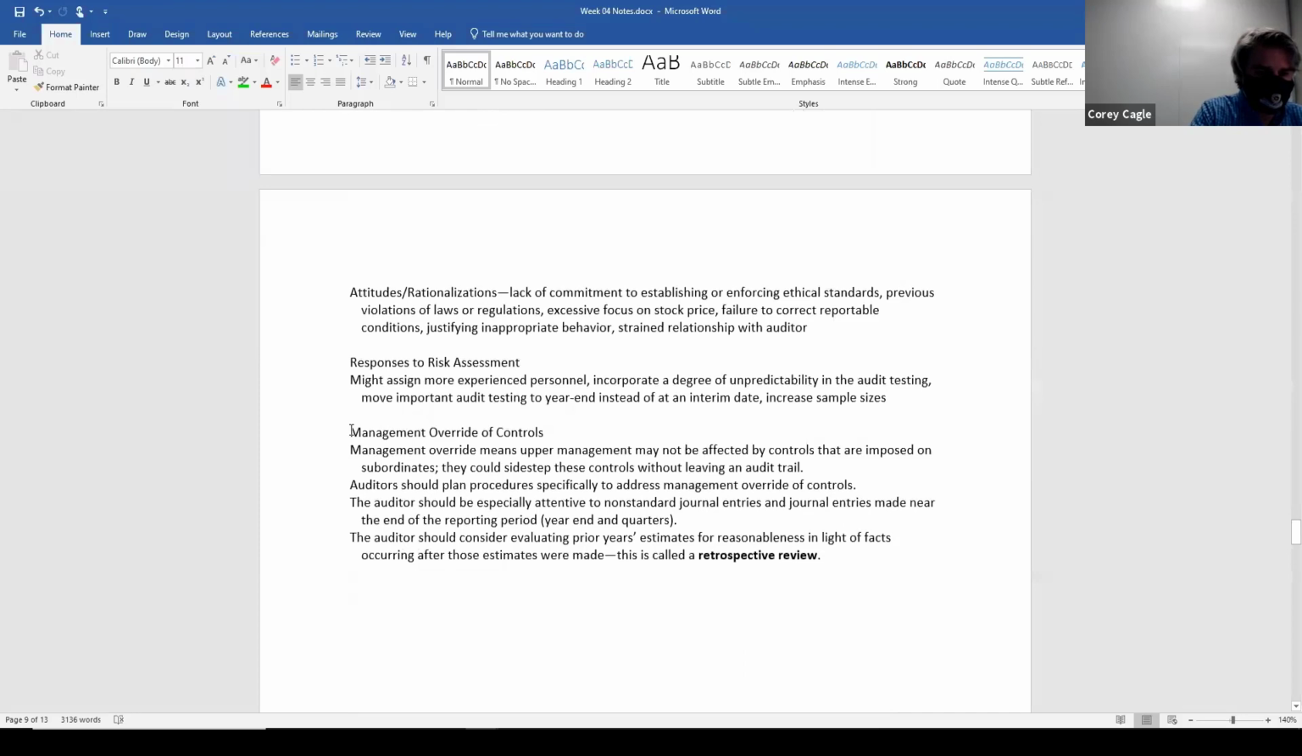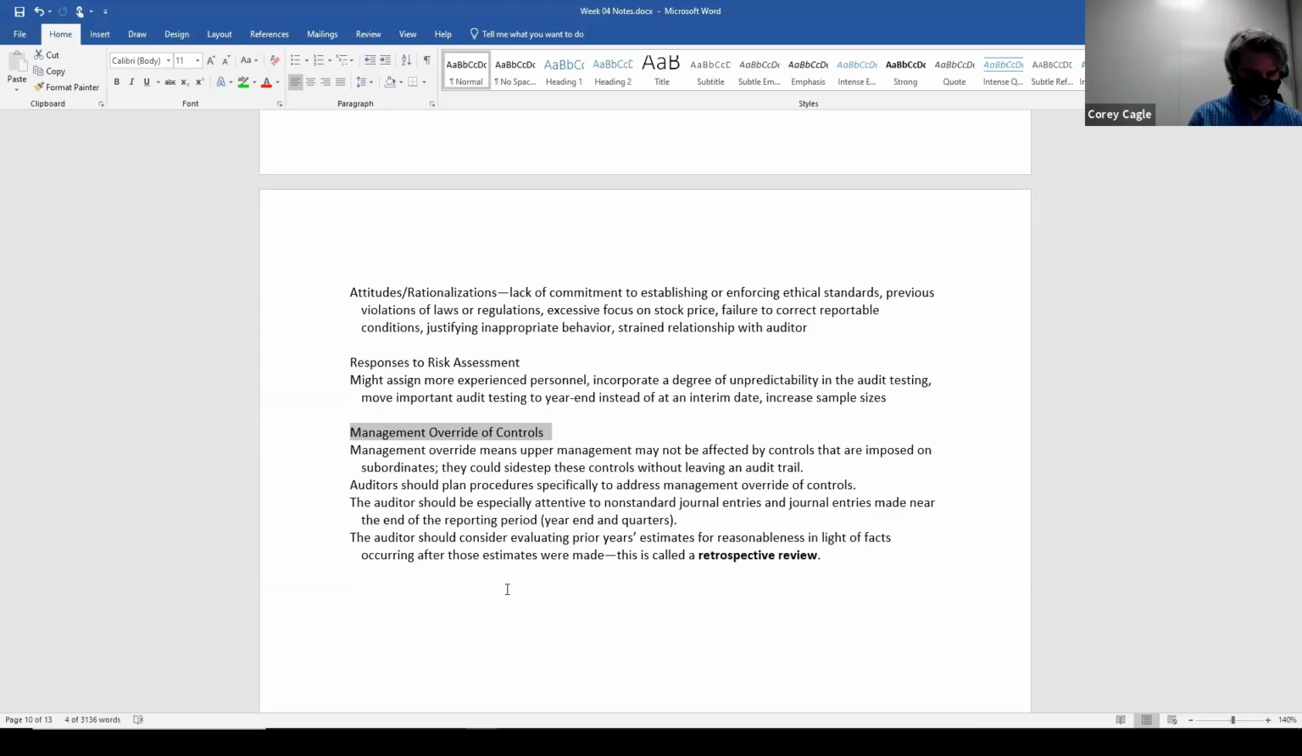And then, so important, management override of controls. So what does that mean? It's a term we use a lot. It just means that these controls that management have put in place, they may be such that management themselves aren't affected by those controls. That's the problem. They're able to override those. They're able to sidestep those. They're able to do these things without leaving an audit trail. So that's a big risk factor that we need to consider. So we need to plan to specifically address that in our procedures.